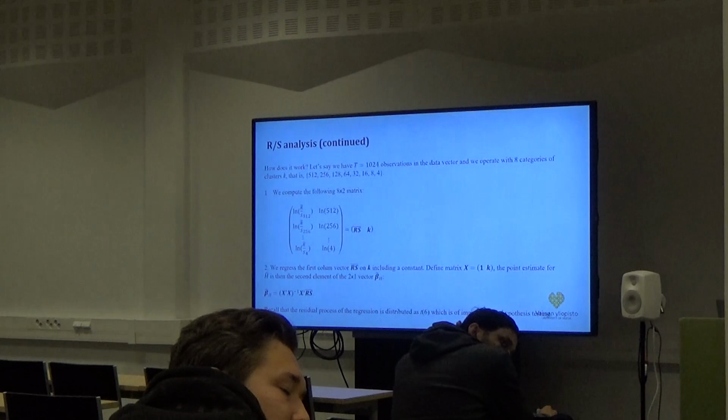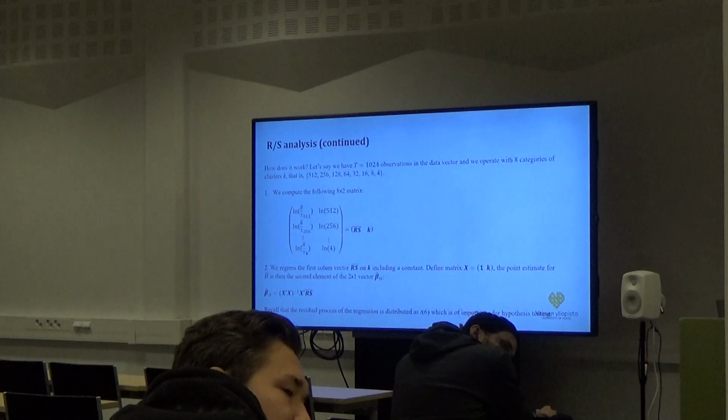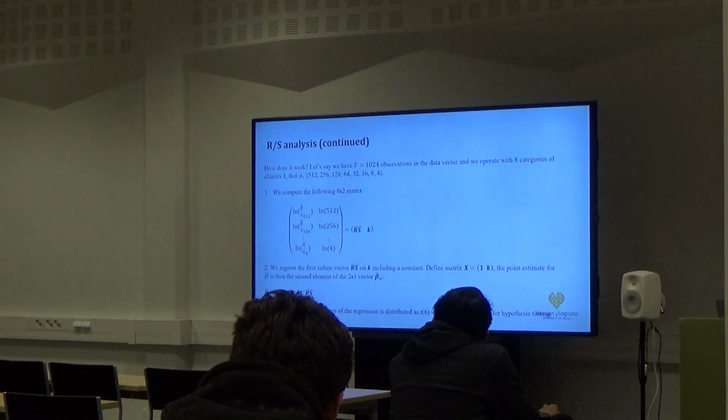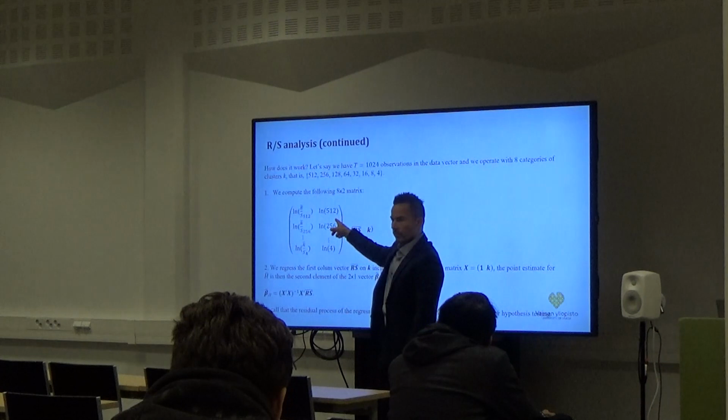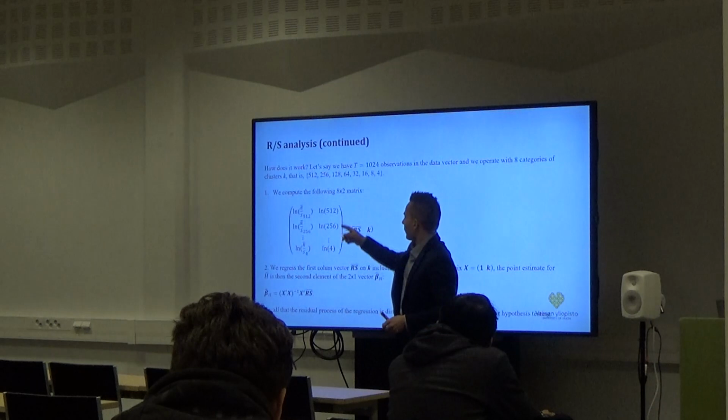in the first iteration, and we take the average of these two numbers. That's what we see here. That's the first element, 1, 1, in our 8x2 data matrix. And the second element, 1, 2, is simply the logarithm of the length of the subsample data cluster, which is 512.